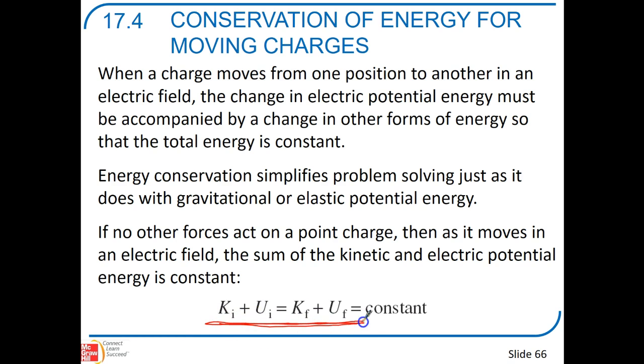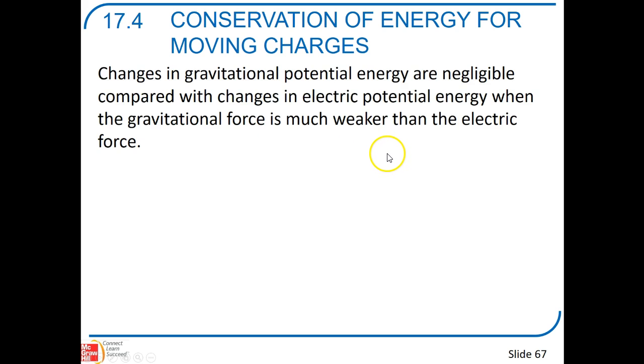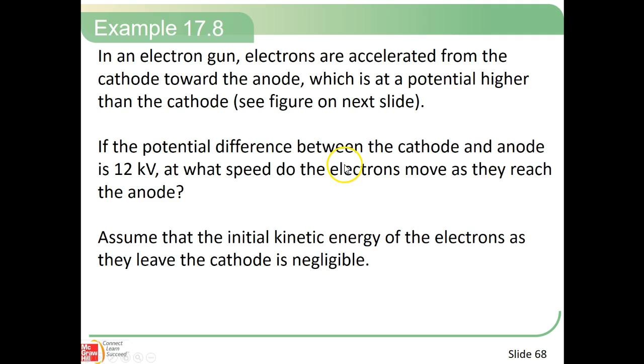Just like when you throw a ball up in the air, when it gets to the top, it's all potential energy, and when it falls down and gets to the bottom, it's all kinetic energy. We're going to do the same thing with all of the electric energies that we've looked at. Changes in gravitational potential energy are negligible when compared with the changes in electric potential energy, because remember, the gravitational force is really, really weak compared to the electric force.